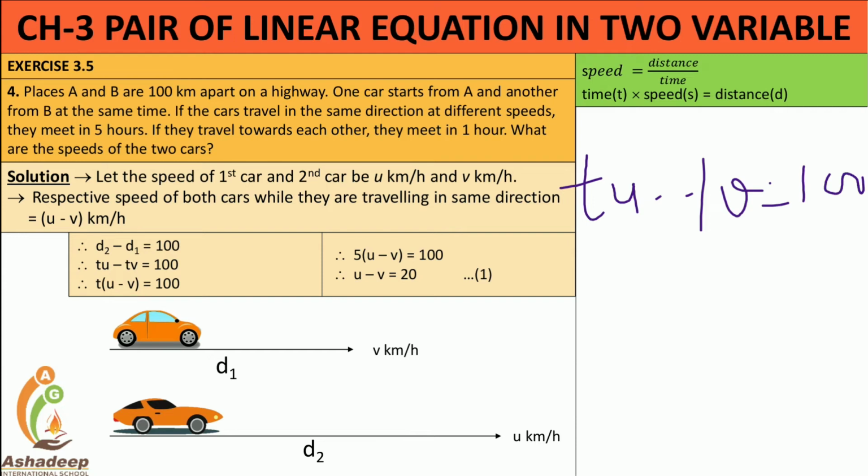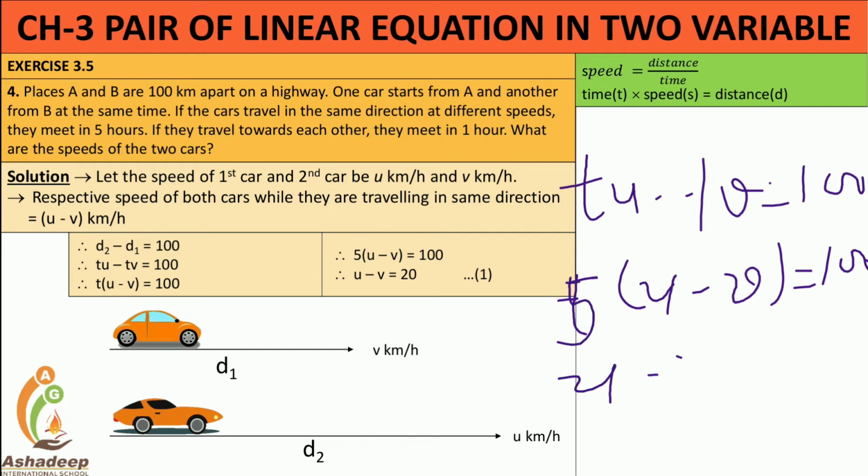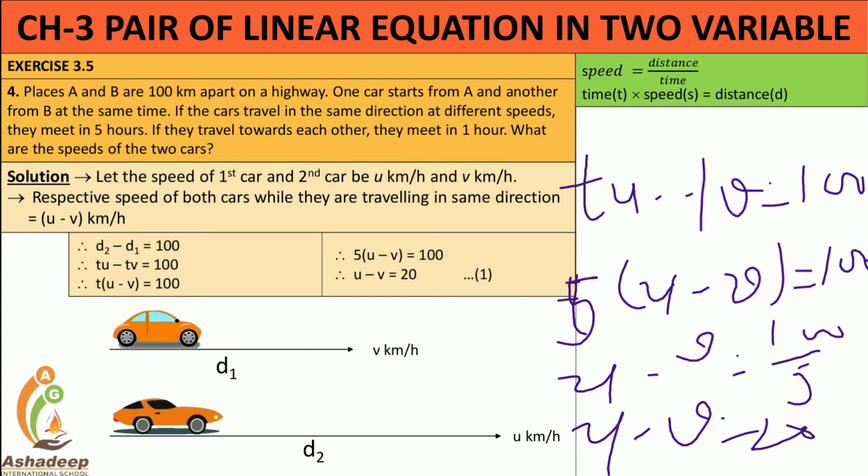total is 100. Now take out the t common. So t is common, t times (u minus v) is equal to 100. Now t is nothing but the 5 hours. So u minus v is equal to 100 by 5. 100 by 5 is nothing but 20. So u minus v is equal to 20. Okay, so this is our first equation.